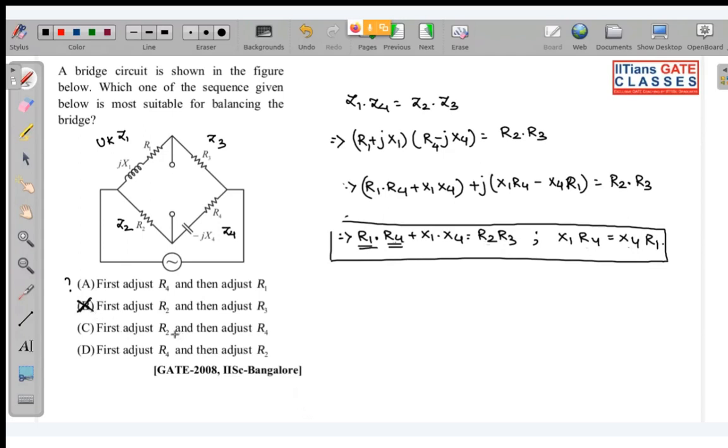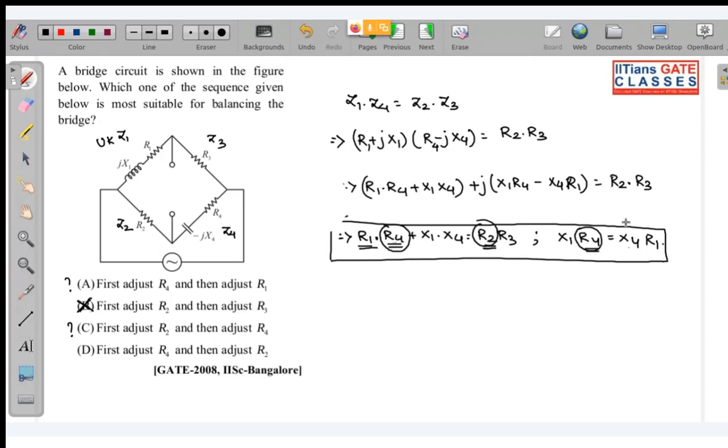Next is first adjust R2, then adjust R4. Okay. So this can also be the option. Next, what are they telling? They are telling us that first adjust R4, and then adjust R2. Okay. So here also we have R4 and then we are adjusting R2.